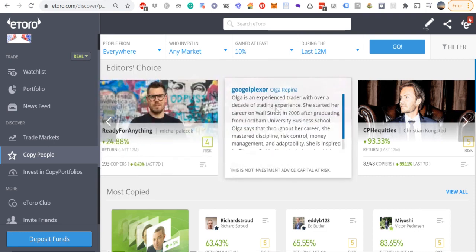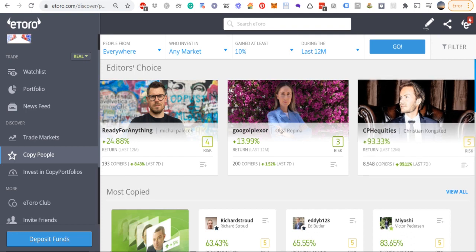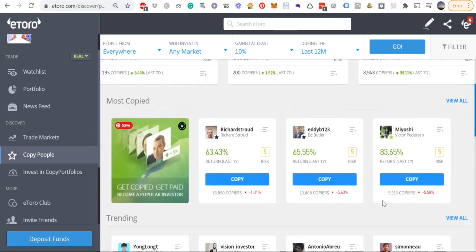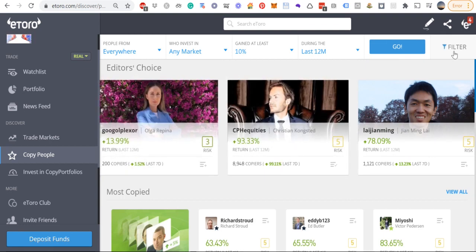If you hover over, you get a basic description of who they are. Generally, you'll find that the more established investors have more copiers. The next section down is most copied, and you can see here this guy, Richard Stroud, who's been on the platform for quite some time, so he's very well established. Best part of 20,000 copiers, and the risk is also shown on each of them. We'll cover the risk when we talk about the actual selection criteria.